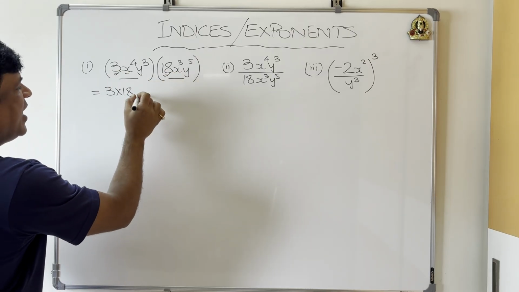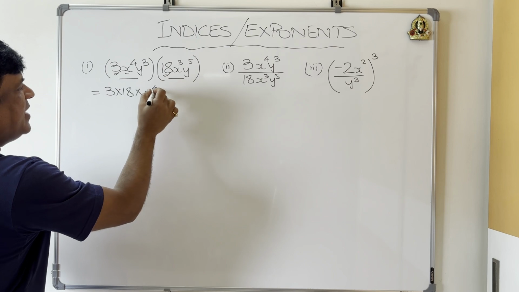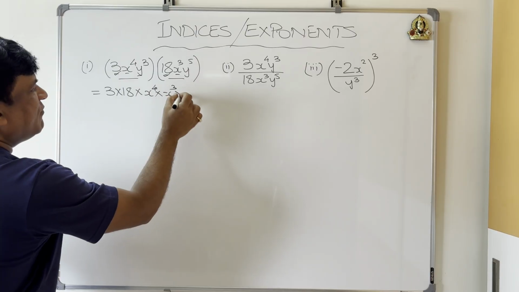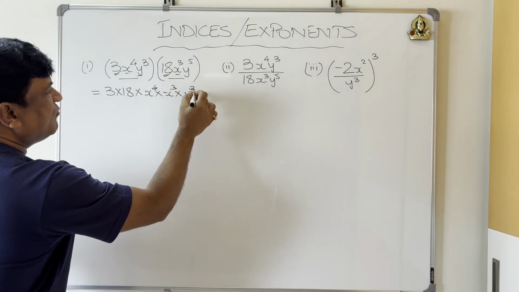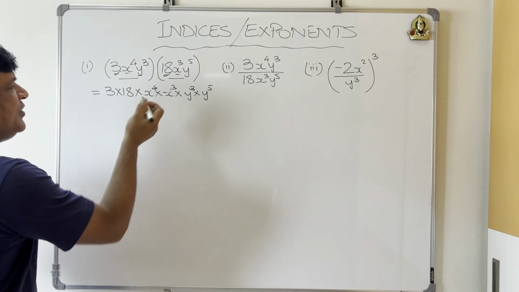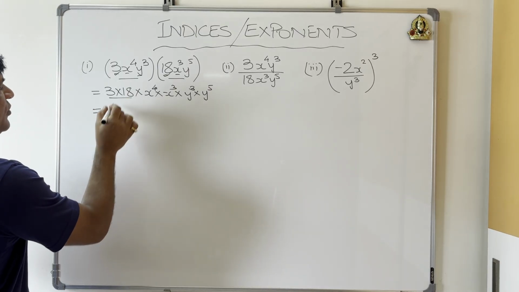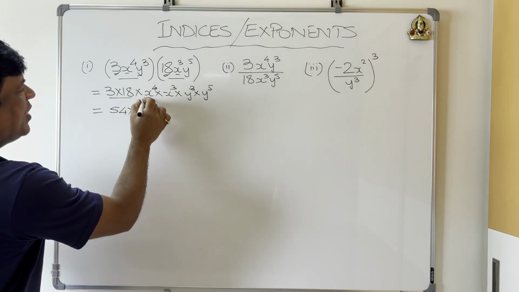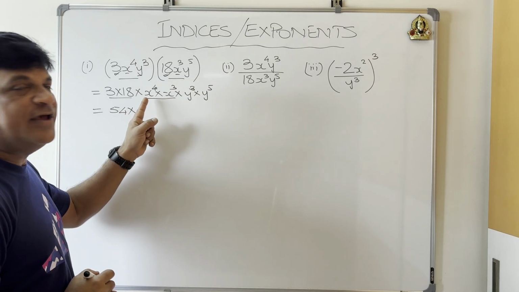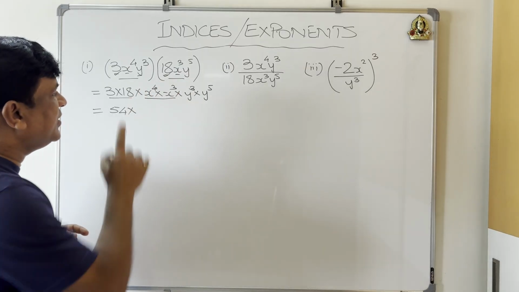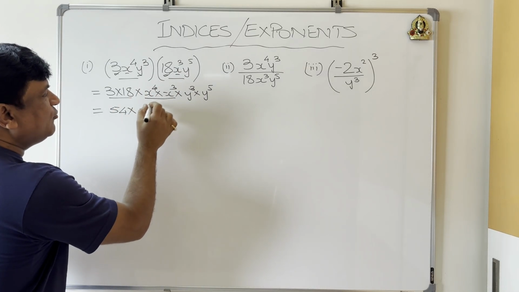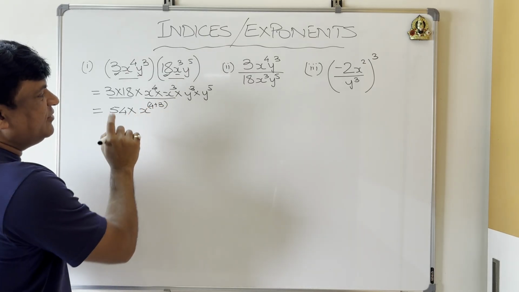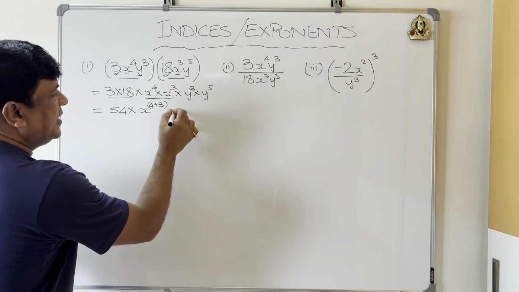Now look at it. You have x to the power 4 and x to the power 3 over here. I'm going to write it together. Then I have y to the power 3 times y to the power 5. Now this, I know 3 into 18 is 54. Times you have two terms of x, x to the power 4 and x to the power 3. What are you going to do? Can I use the first rule, x to the power (4 plus 3)? Always put it in a bracket so that you don't get confused in your problems.